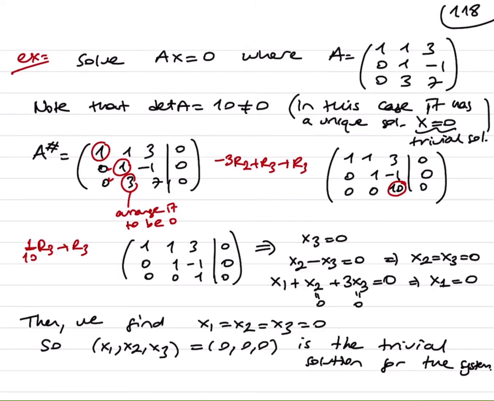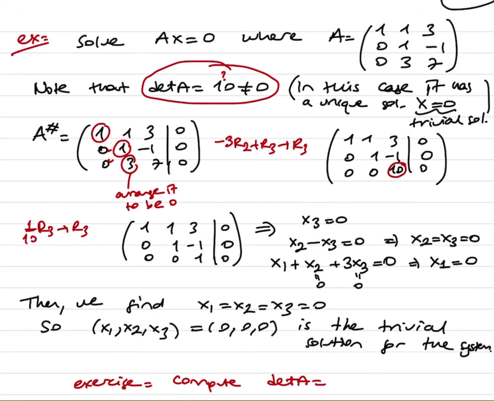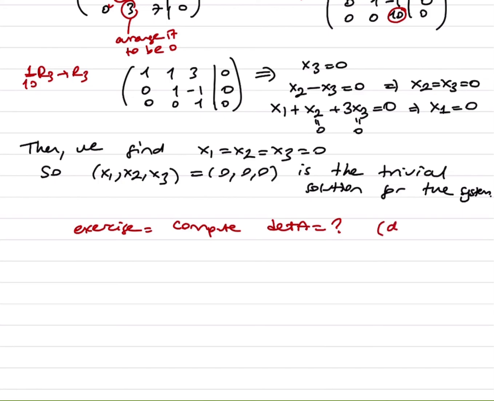By the way, the determinant may be non-zero, but I don't know if it is equal to 10. Okay, exercise: compute the determinant of A, because I think I wrote the matrix wrong here. So what is the determinant of A? But I'm sure you will find something non-zero. Okay. So next we will learn Cramer's rule for the systems.